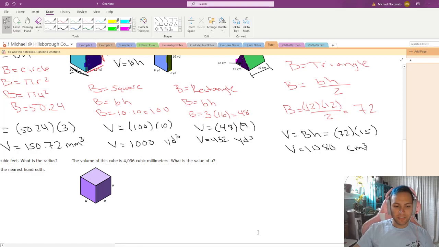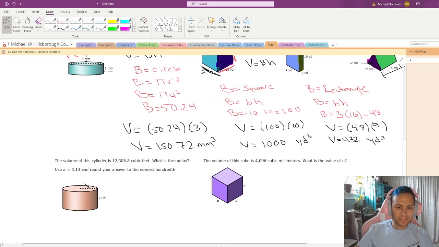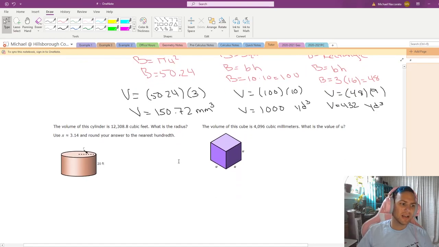All right, jumping into these next couple of examples. These ones have us going backwards. It says the volume of a cylinder is 12,308.8 cubic feet. What is the radius if we use pi is approximately 3.14 and round our answer to the nearest hundredths?